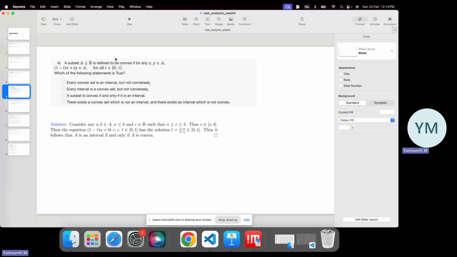A subset A of R is said to be convex if for any x, y in A and t, the point (1 minus t)x plus ty belongs to A. Which of the following is true? Every convex set is an interval but not conversely. Every interval is a convex set but not conversely. A subset is convex if and only if it is an interval. There exists a convex set which is not an interval, and there exists an interval which is not convex.